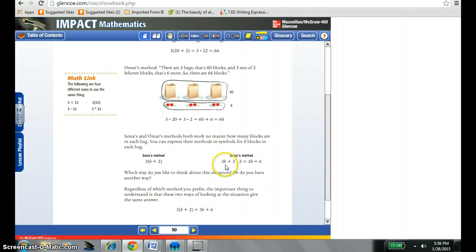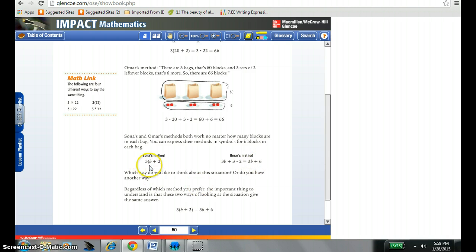Again, it doesn't matter how many blocks are in the bag. He knows there are 3 bags of them though, so he's going to multiply that by 3. And he also knows that he's always going to have 3 sets of 2 blocks, 3 times 2. So for him, this is going to be his expression: 3 times however many blocks are in the bag, plus the 6 extra blocks.